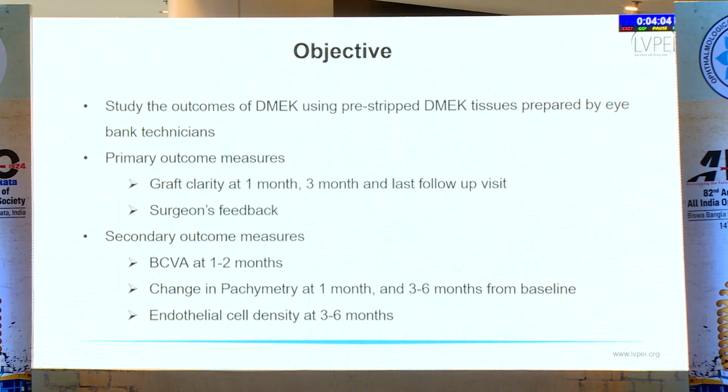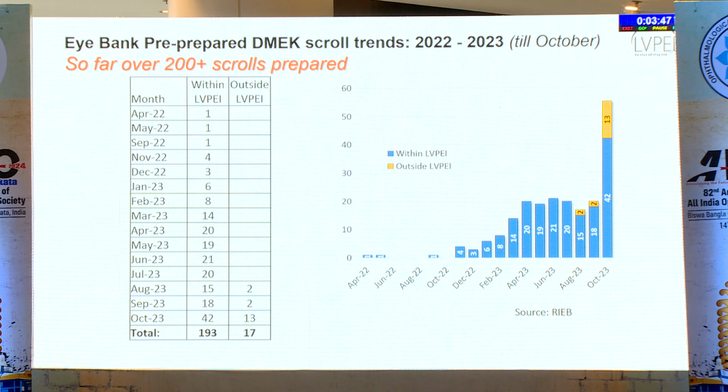Our primary outcome measures were the graft clarity at 1 month, 3 months, and the last follow-up visit, and the surgeon feedback. The secondary outcome measures were the best corrected visual acuity at 1 to 2 months, the change in pachymetry at 1 month and 3 to 6 months from baseline, and the endothelial cell densities at 3 to 6 months.